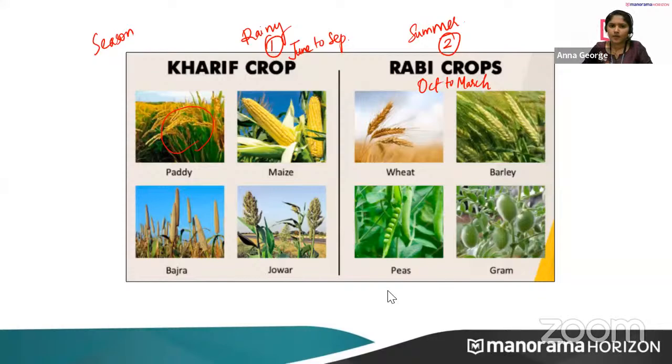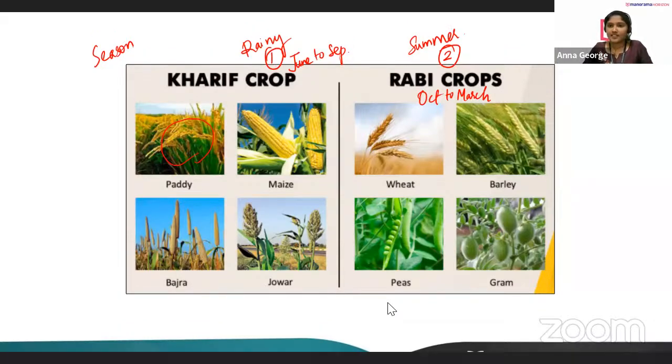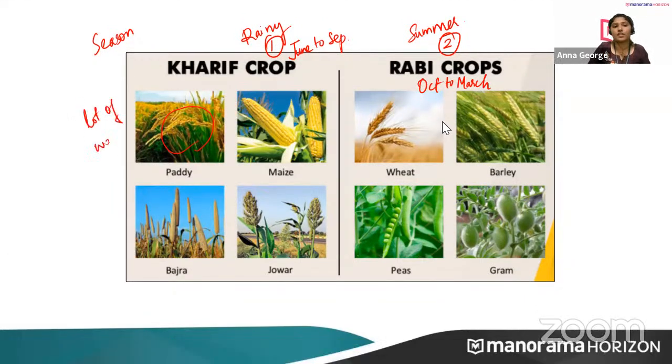It can't grow in winter. That is the correct answer. But what is the reason it cannot grow in winter? Because it needs a lot of water for its growth. So that is why paddy is grown in the rainy season only.